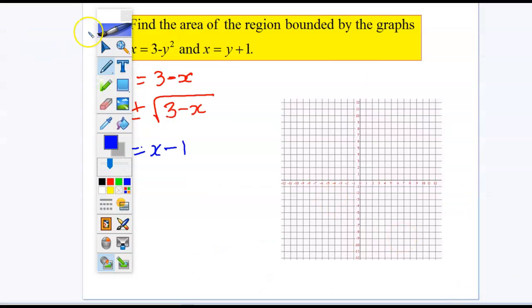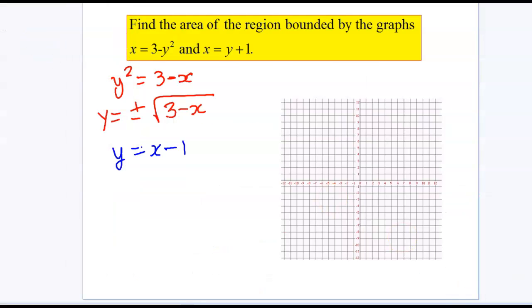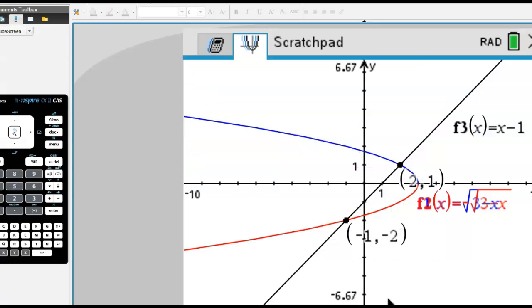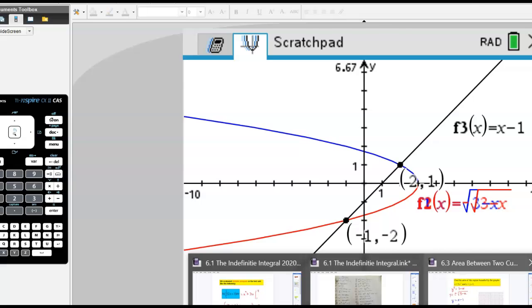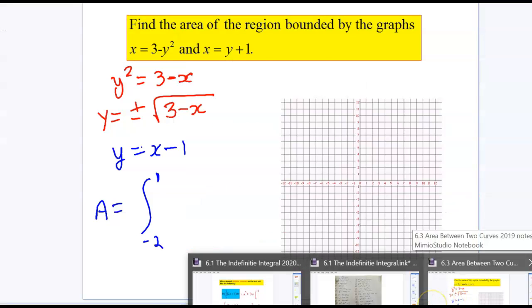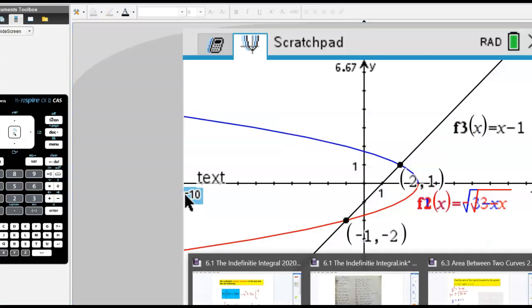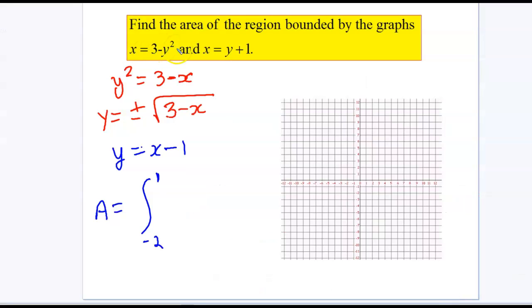So therefore, I'm going to find the area. That's going to be the integral from -2 to 1. Those were the y coordinates of my points of intersection. And my right curve, if I leave it in the form x equals, is going to be the parabola 3 minus y squared, minus the linear function, which is y plus 1, dy.